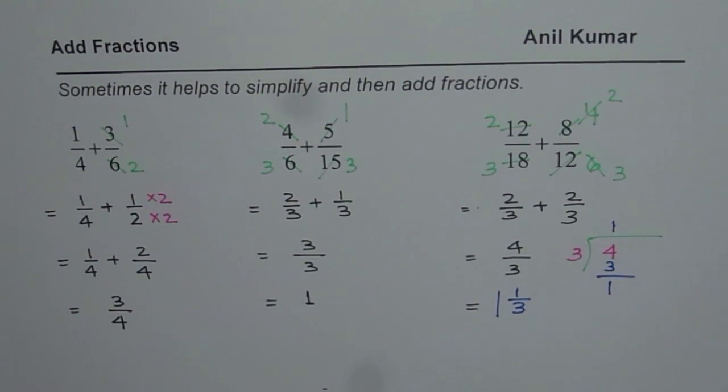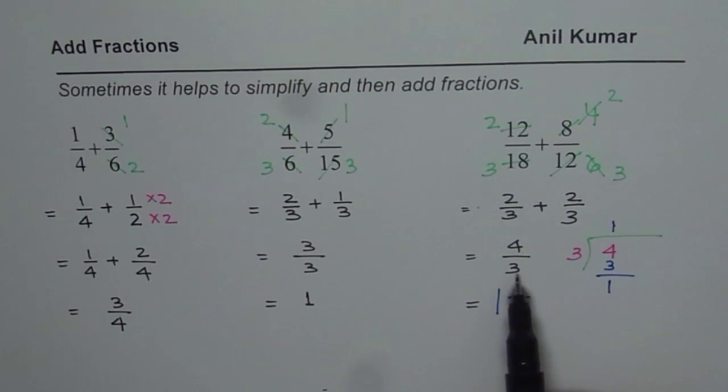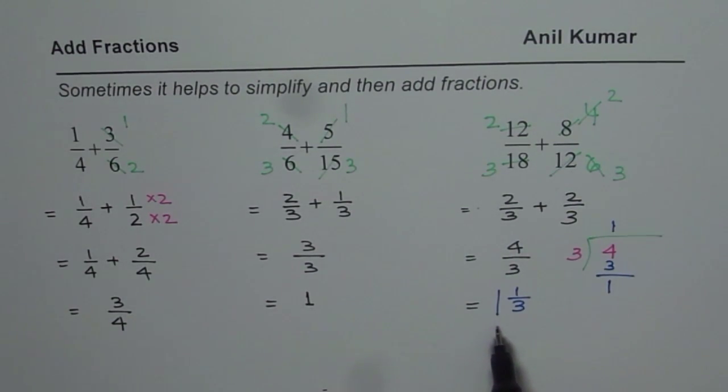So that is how you can simplify the fractions and then add them after making common denominator. If you get your answer which is an improper fraction, it is a good practice to write this as a mixed number, which you could do by division as shown here.